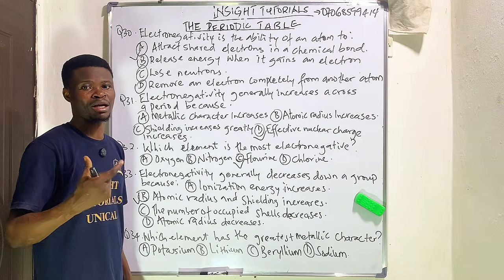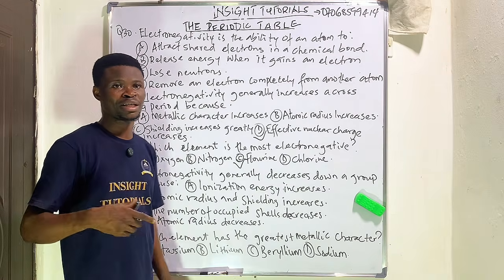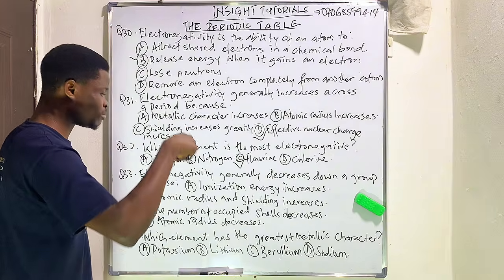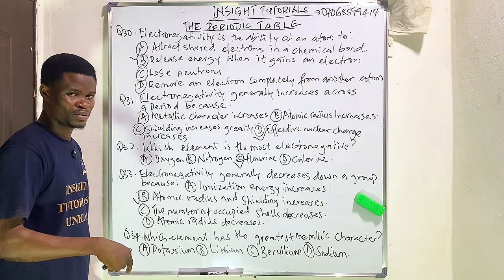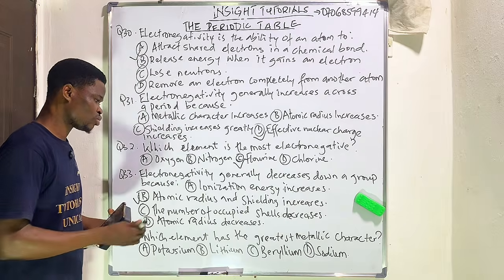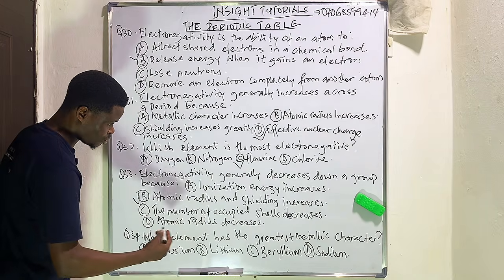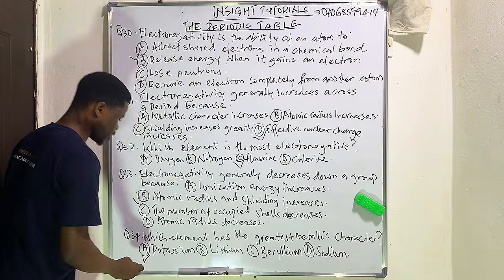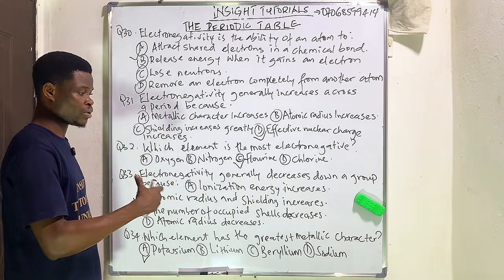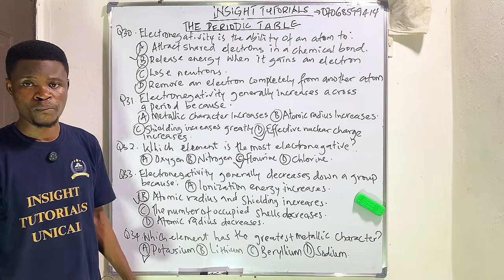Remember, metallic character refers to the ability of metals to react with non-metals and then form ions. So if you notice, the more electropositive the metal is, the more its metallic character. Looking down the group, the element with the greatest metallic character is potassium, because potassium is down the group and it is more electropositive and therefore has a greater metallic character than sodium, lithium, and beryllium.